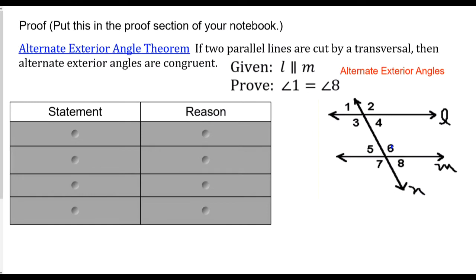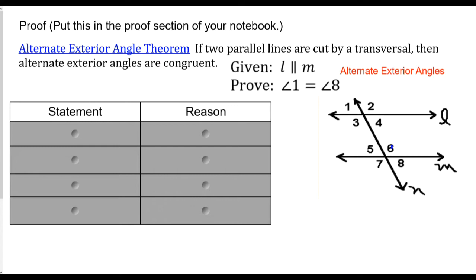Welcome to Snow Day Proof video number 3. In this video we are going to be proving the alternate exterior angle theorem. The alternate exterior angle theorem states that if two parallel lines are cut by a transversal, then alternate exterior angles are going to be congruent.